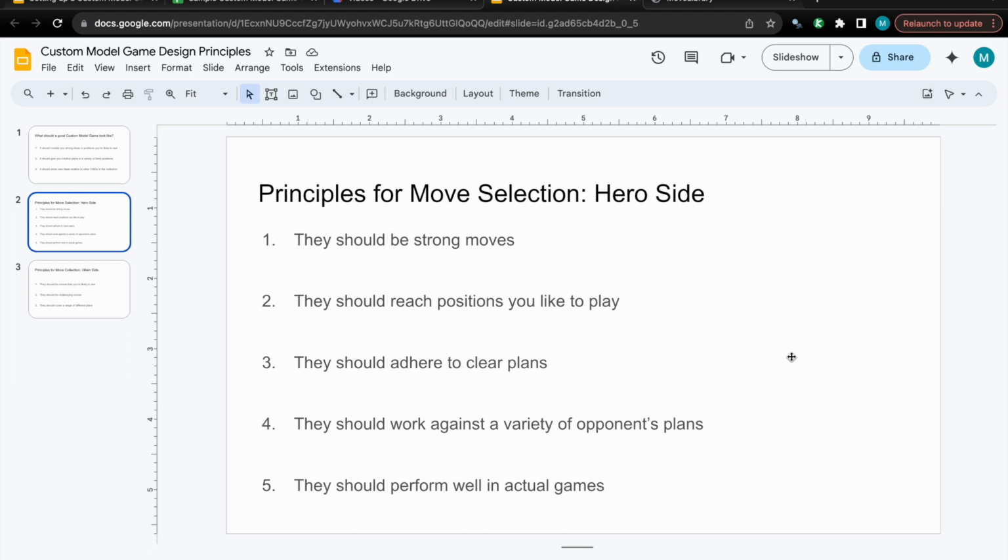And then they should work against a variety of your opponent's plans. You should try to choose moves that are general purpose, because you're not going to be reaching just these individual positions within the games you select. You're going to be seeing different positions. You want to make sure that the plans you've ingested are going to work in as many of those as possible. And then the last is they should perform well in actual games.